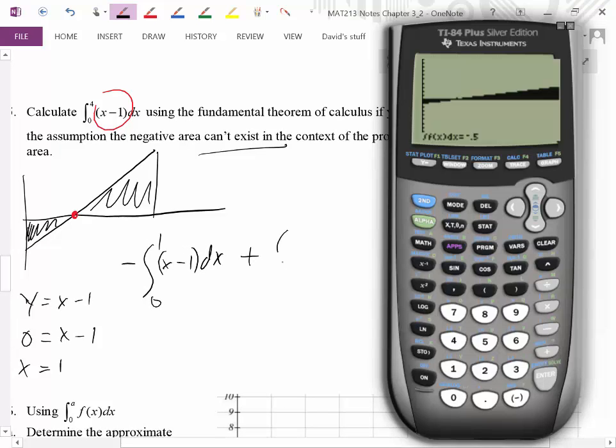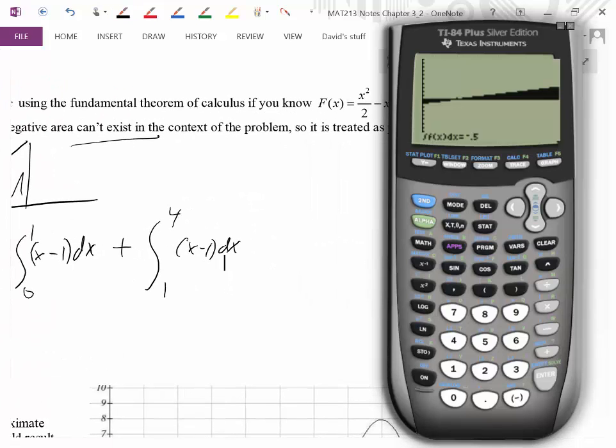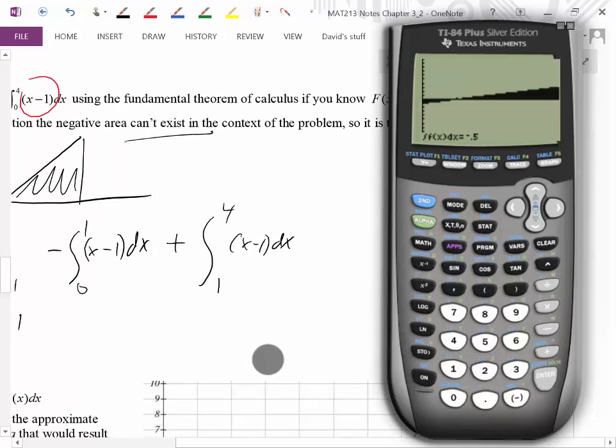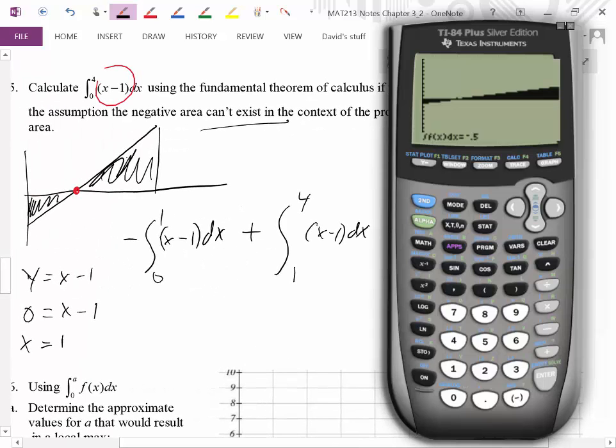Then I need to add that to the integration going from 1 to 4 of x minus 1 dx. So therefore, when I do that, that would be the positive area, right? That's above the curve, so they're above the x-axis. So therefore, just leave it alone, just add it.